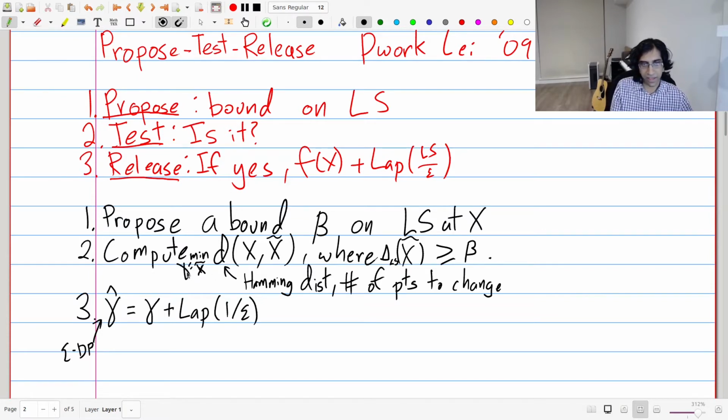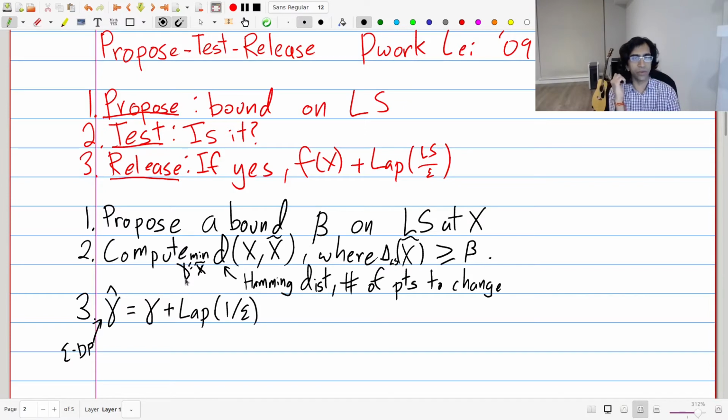And what is the sensitivity of the function gamma? Well, the sensitivity of the function gamma is going to be 1. And this is quite a convenient trick. Why is the sensitivity 1? Because we're looking at the number of points we have to change to get from one to the other. So if we look at a neighboring data set, x prime instead of x, then this distance might stay the same, it might increase by 1, it might decrease by 1. But since we're looking at the number of points changed, you can see very easily that the sensitivity of this function is going to be equal to 1.